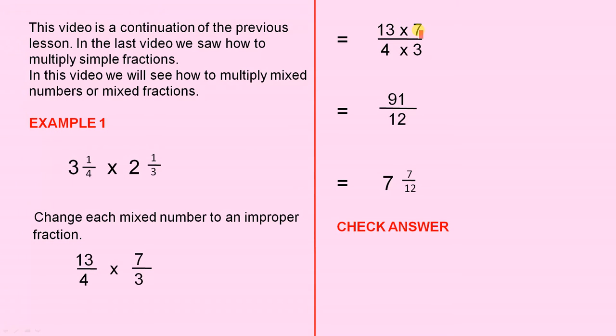13 times 7 is 91. 4 3s are 12. 12 divided into 91 goes 7, because if you know your tables well, 12 7s are 84. That means there are 7 left over. So the answer is 7 and 7/12. Now to quickly check the answer, 12 7s are 84, plus 7 is 91, which is 91 over 12. So we've checked the answer and we know that's correct.